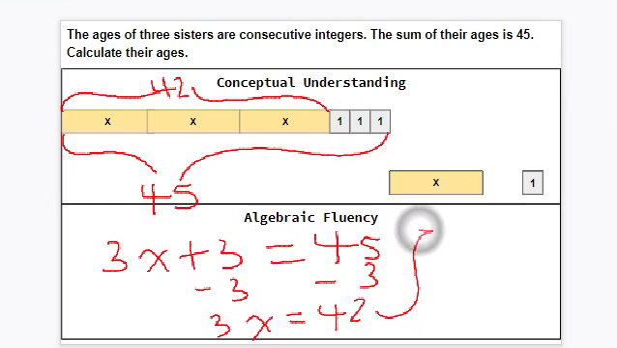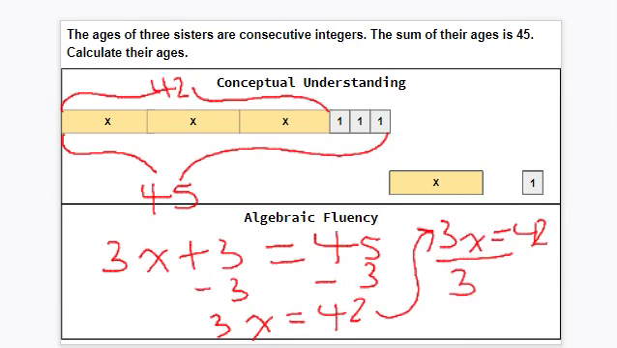And unfortunately, I'm running out of space. I'm going to move this over here. So let's say that 3x is equal to 42. Okay. And that being said, what is one of those x's equal to? Well, let's divide those by 3. We have 3 of them. We know they add up to 42. Let's divide them by 3 to find out what 1 is equal to.